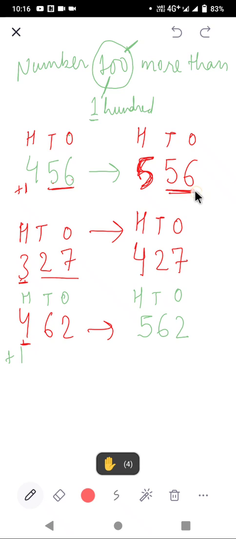Now in the second example, 327. Again we add 1 in the hundreds place. At the hundreds place we have 3, so 3 plus 1 is 4. And this 2 and 7 we write as it is. In the third example we have 462. Add 1 in the hundreds place digit. The hundreds place digit is 4 here, so 4 plus 1 is 5, and these two digits, 62, will be written like this.